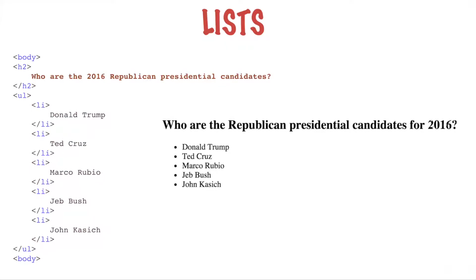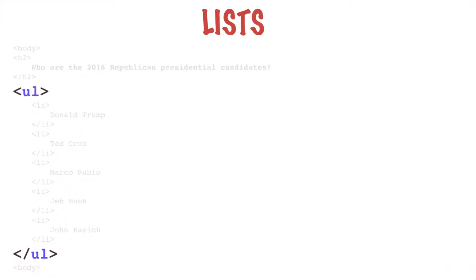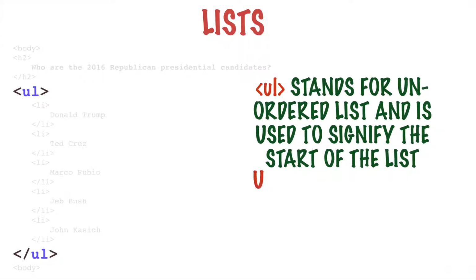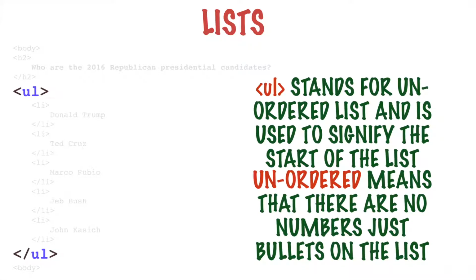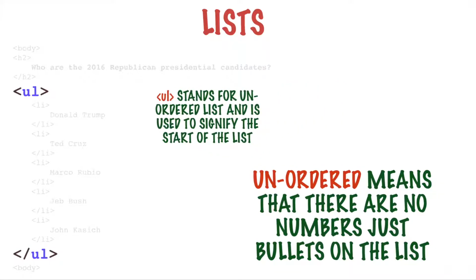Let's say we'd like a list like that which appears on screen right now. The HTML for this is also on screen. It includes an opening and closing pair of elements called UL. UL stands for unordered list. It's used to signify the start and end of the list. Remember this again. UL stands for an unordered list, in other words, a bulleted list, and a UL element encloses within it all of the values that will comprise the list.